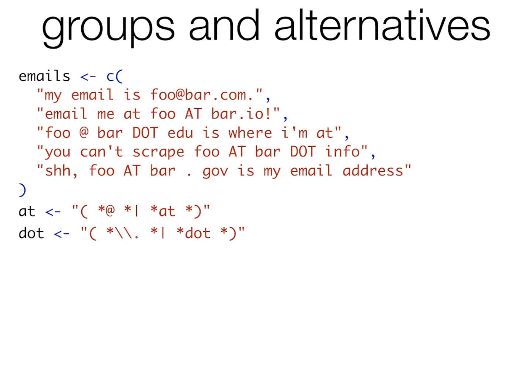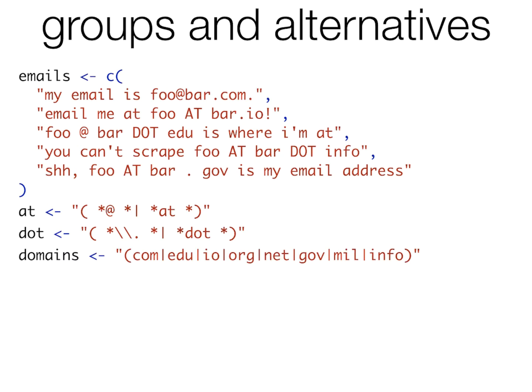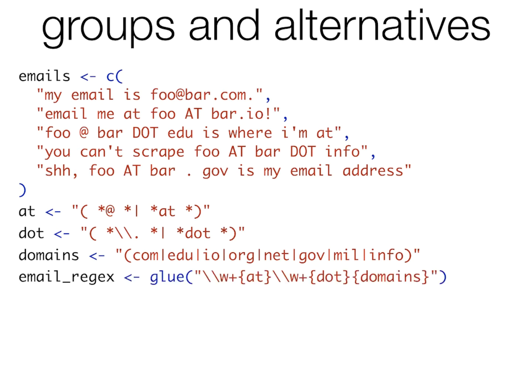Next, let's try to get the dot. The dot is either going to look like a period or it's going to look like DOT. So we make a regular expression exactly the same way. It's a group, there are 2 alternatives, and they may or may not have white space around them. And if they do, it could be an arbitrary amount of white space. Lastly, the domains, that's the .com or .edu, whatever. Here, this is just a series of alternatives. Again, it's a group with a whole bunch of alternatives.